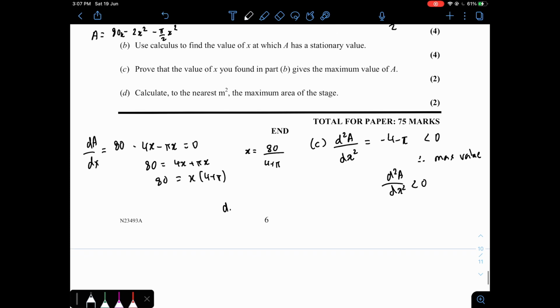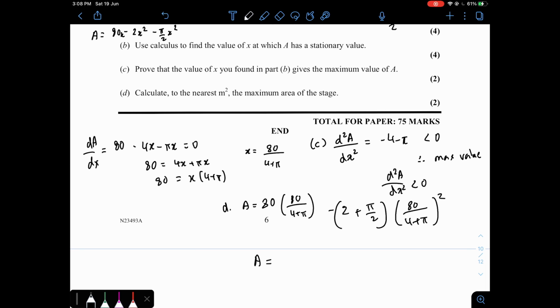All we have to do is A equals AT times AT over 4 plus pi, minus 2 plus pi over 2 times AT over 4 plus pi, whole squared. So the area will equal, and simplifying this, 448 meters to the nearest meter. So this is our final answer.